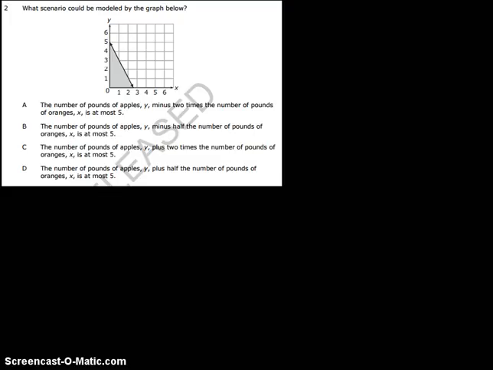The x-axis seems like it is number of oranges, and then the y-axis is apples. So that's the first thing that I'm going to do. I'm going to write x represents orange. To be more specific, it's pounds of orange, and then y represents apples.